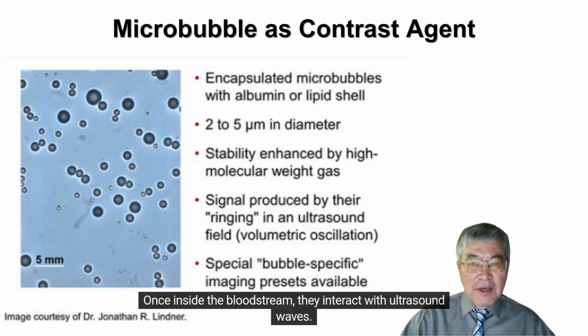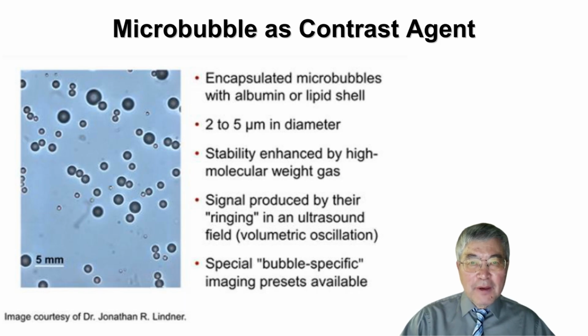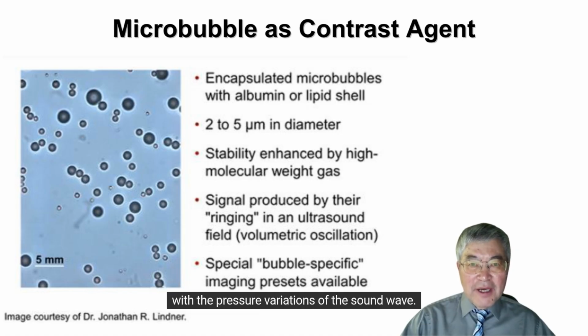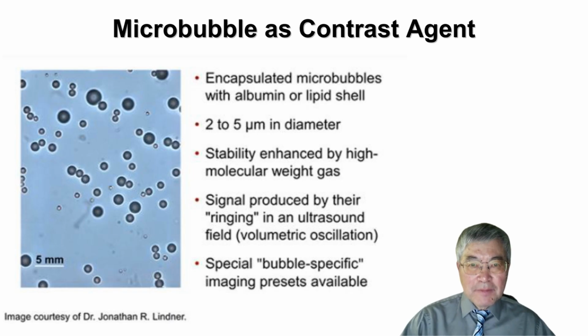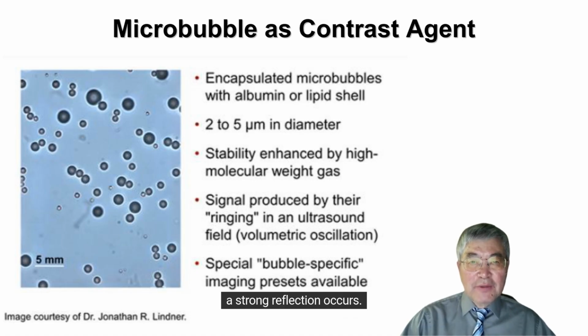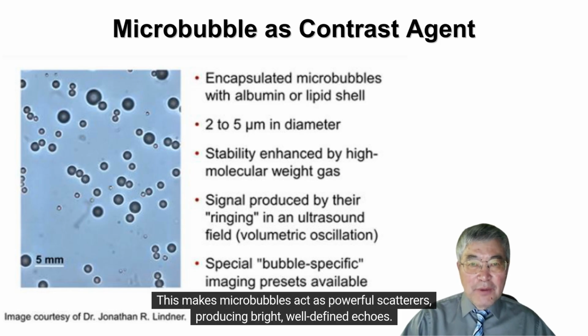injection. Once inside the bloodstream, they interact with ultrasound waves. When the ultrasound beam hits them, the microbubbles start to oscillate. They expand and contract in sync with the pressure variations of the sound wave. Because the interface between the gas inside the bubble and the surrounding liquid is not acoustically transparent, a strong reflection occurs. This makes microbubbles act as powerful scatterers, producing bright, well-defined echoes.